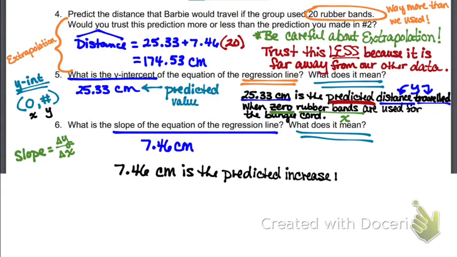Increase in what? Yes, distance traveled. How far? So it's the predicted increase in distance traveled for what? No matter how many rubber bands I add, it would increase only this much? With each rubber band. So 7.46 centimeters is the predicted increase in distance traveled for each additional rubber band.